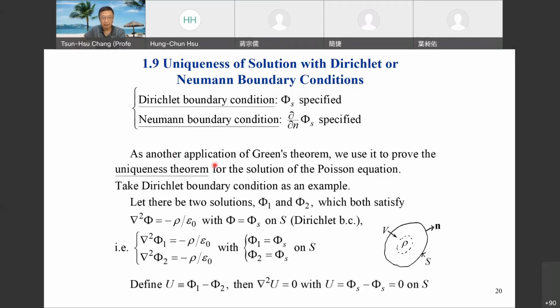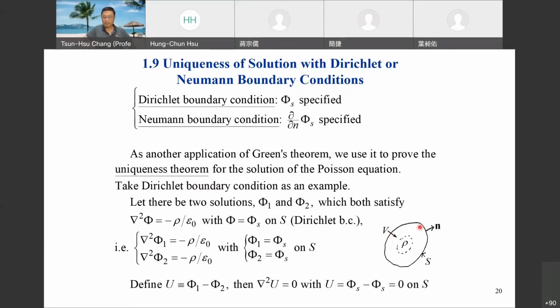As another application of Green's theorem, we use it to prove the uniqueness theorem. The uniqueness theorem says the solution is one and only one. So for a given Poisson's equation and given boundary condition, the solution will be unique. Only one solution. Let me prove it to you. Let's take the Dirichlet boundary conditions as an example.